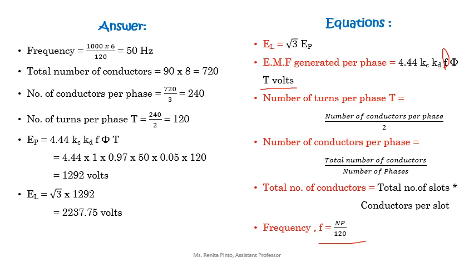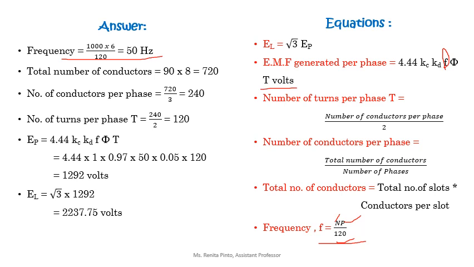So let us go to the solution. What I have done is first I have found out frequency since it is a direct substitution. So substitute the speed is given as 1000 rpm, pole is given as 6 and divided by 120 you will get the frequency. Once you find out the frequency, let us go to find out the number of turns per phase. So if you have to find out the number of turns per phase, what you have to do is you have to find out number of conductors per phase first.